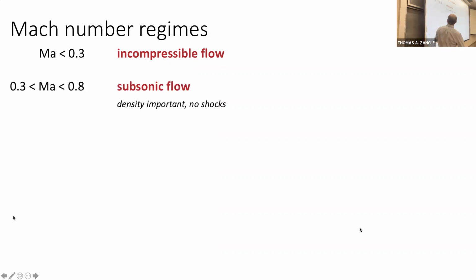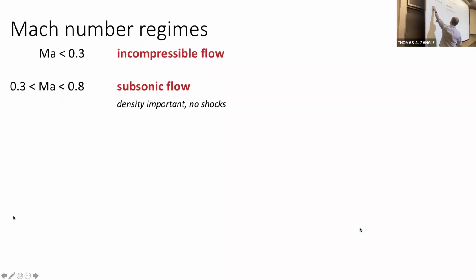When we get to Mach number between 0.3 and 0.8, this is still subsonic flow. When the Mach number is equal to 1, we have a flow where the characteristic velocity is equal to the speed of sound. We call that sonic flow. So anything less than that is subsonic, right? Less than sonic, subsonic flow.